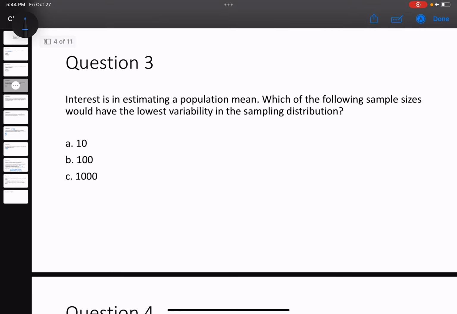Question 3. Interest is in estimating a population mean. Which of the following sample sizes would have the lowest variability in the sampling distribution? The lowest variability is associated with the largest sample size.